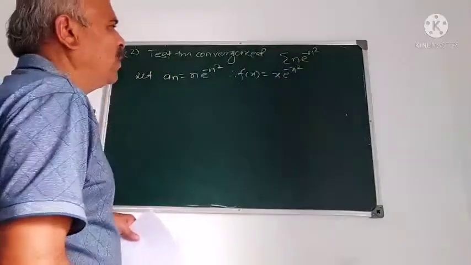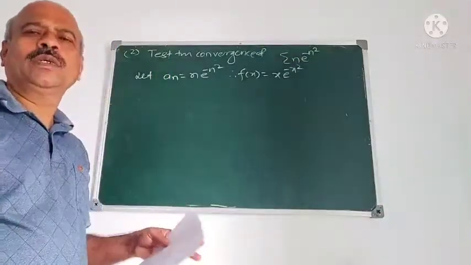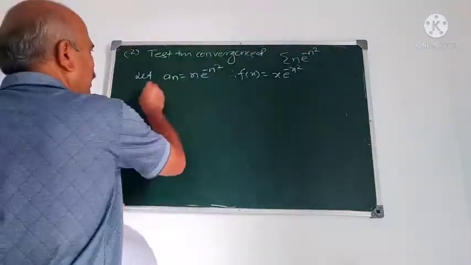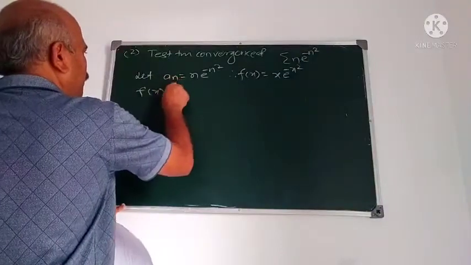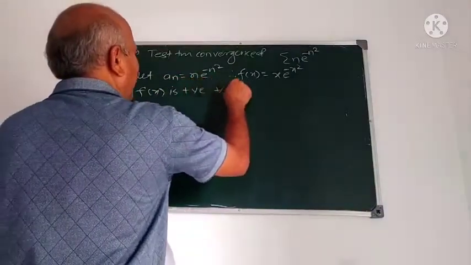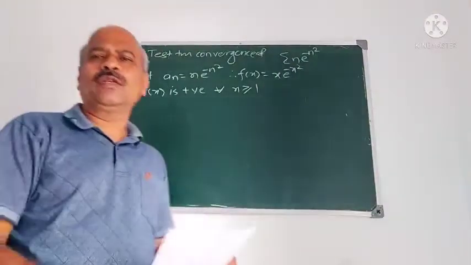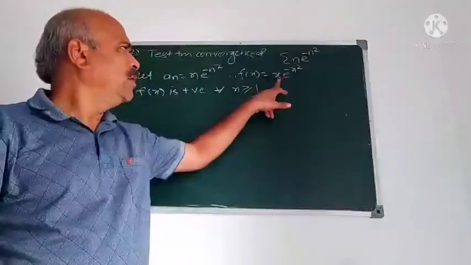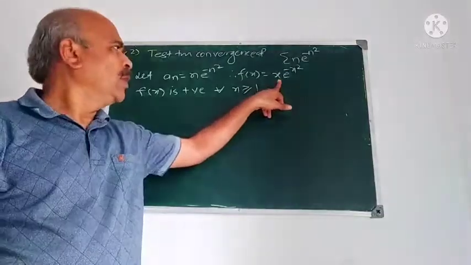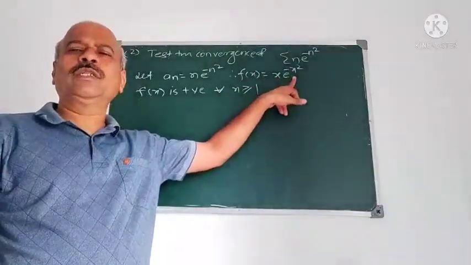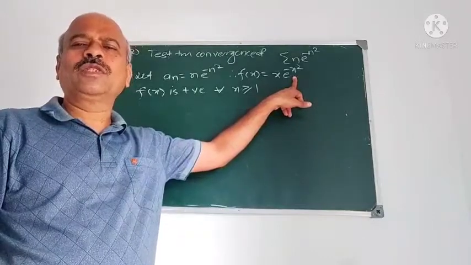Now, whether it is positive, in 1 to infinity we take, is it positive? f(x) is positive for all x greater than or equal to 1. Can you realize or did you understand this one? Because the exponential function e raised to minus something is always positive, or may be equal to 0.